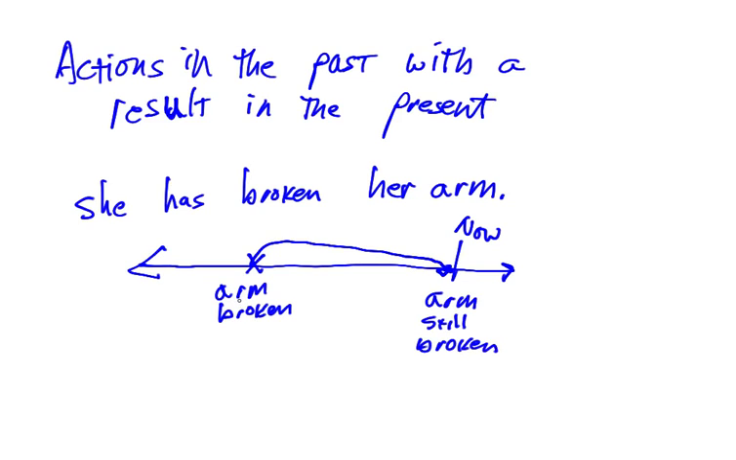So the breaking happened in the past and it's finished. But there's a result in the present that the arm is still broken. So it's a past action that has a result in the present of a broken arm. Okay, another example similar to that, we could say, Bob has lost his keys.